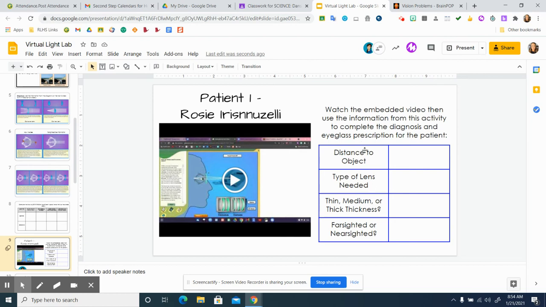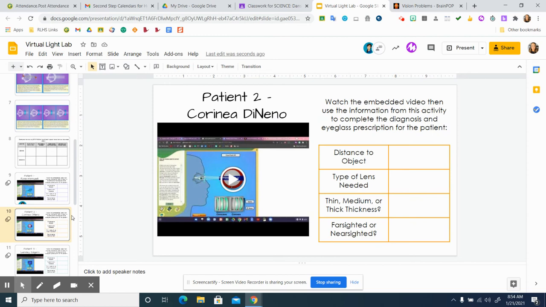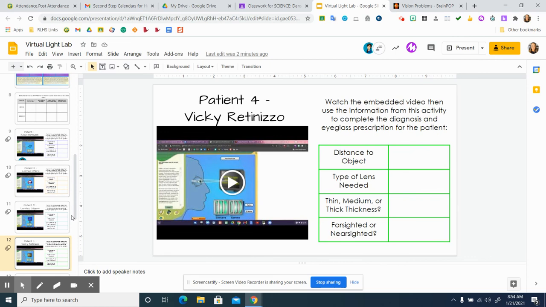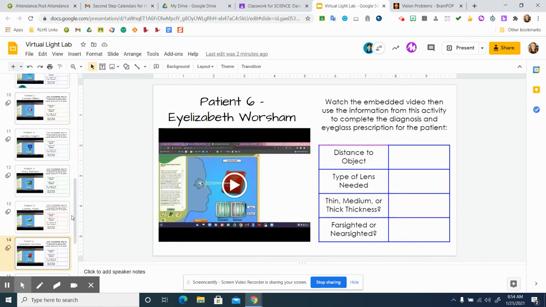Based on what is in the video, you're going to find the distance to the object, the type of lens that is needed, so is it convex or concave? What thickness do they need? And are they farsighted or nearsighted? So you'll go through the video, go through the demonstration, and do that for all 6 patients. So we have Rosie Iris Nazelli, Corinia Danino, Lensley Odgers, Vicky Retinizzo, Lashley Pupils, and I, Elizabeth Worsham.